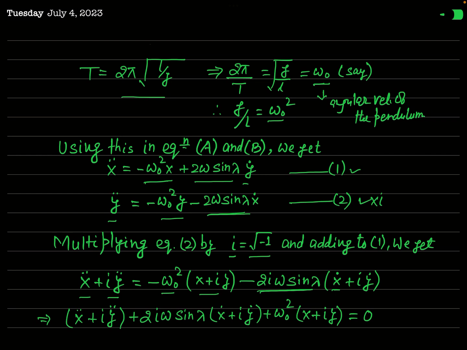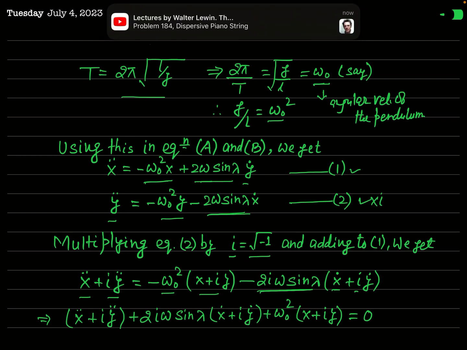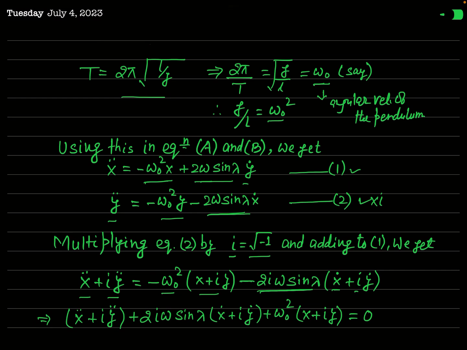Okay. But in the first equation's second term there is no i. So I have written here i, because i times i will be i square, and that will be minus 1, and this minus will make plus. So you can write this term as 2i omega sine lambda (x dot plus iy dot). Okay. Now let us bring all these terms to the LHS. They will become positive, and your equation will become like this. This will be x double dot plus iy double dot plus 2i omega sine lambda (x dot plus iy dot) plus omega naught square (x plus iy), and that will be equal to 0. Okay.